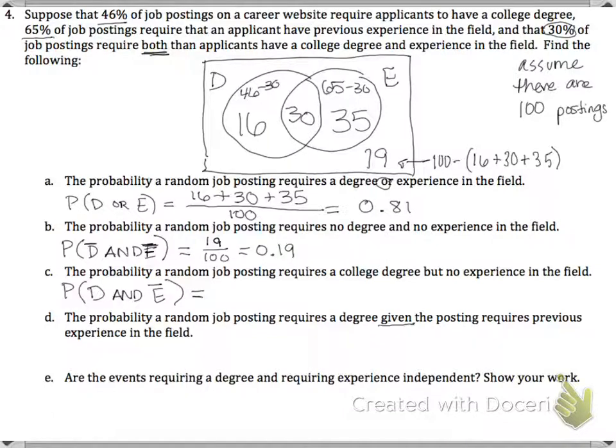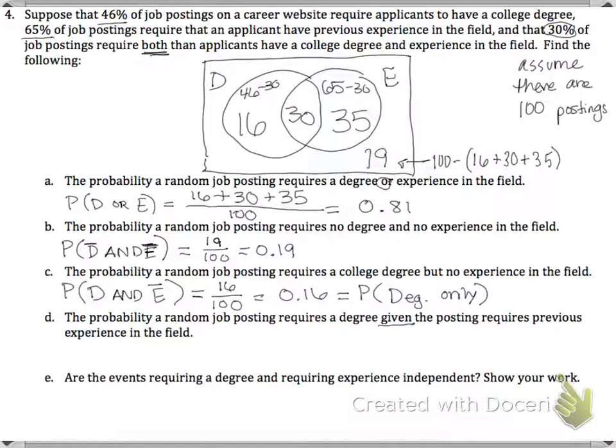So what I would do is look at the degree circle and then cover up where the overlap is and look at what else is remaining, which means there are 16 out of 100 people, or a probability of 0.16, that this job requires a degree but no experience. This is the same as the probability of a degree only. So I'm looking only in the degree circle, not where the overlap is.